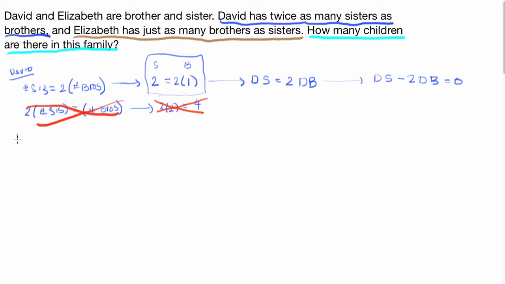Okay. Now, let's go to Liz. We use exactly the same logic, which is the number of sisters equals the number of brothers. What does that tell us? Well, that just tells us that Liz's sisters equals Liz's brothers. And if we do the same shuffling, that just means that LS minus LB equals 0.